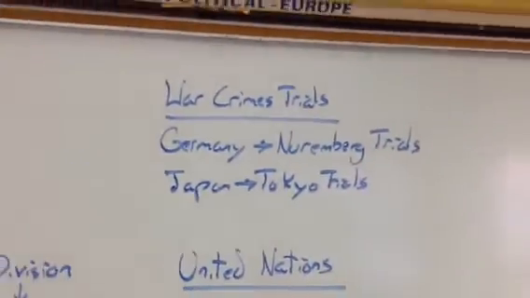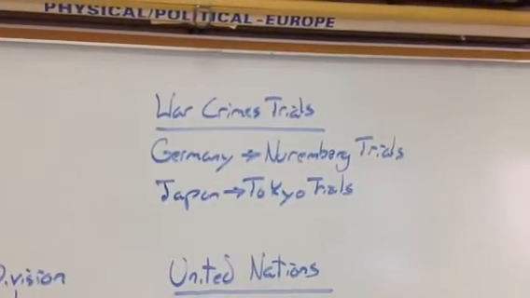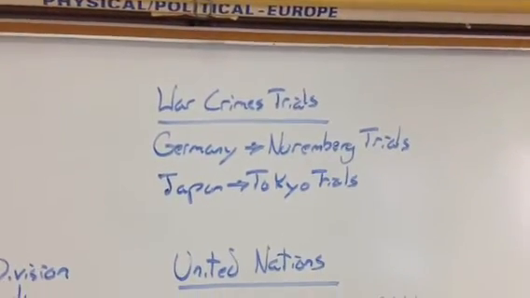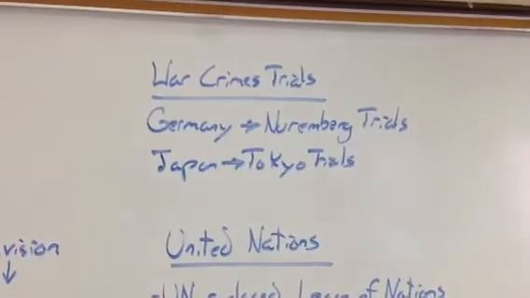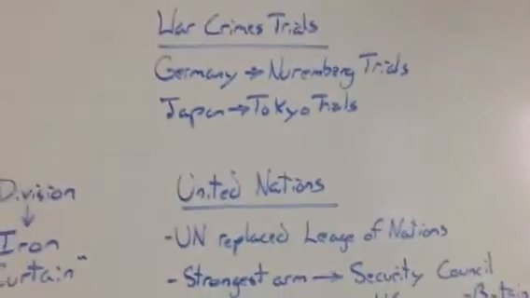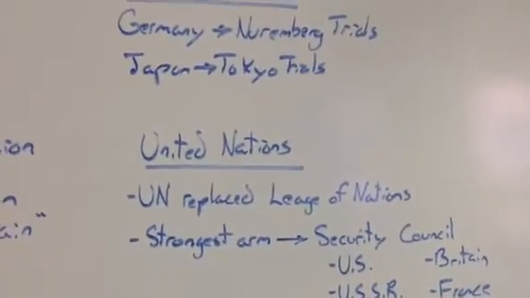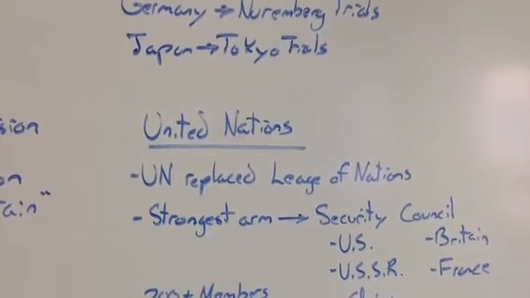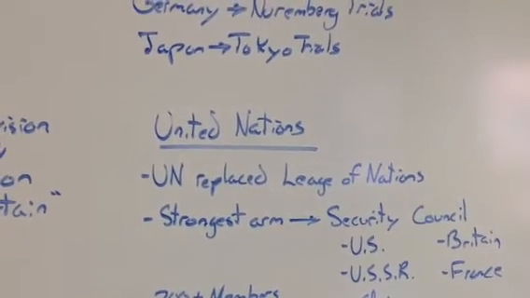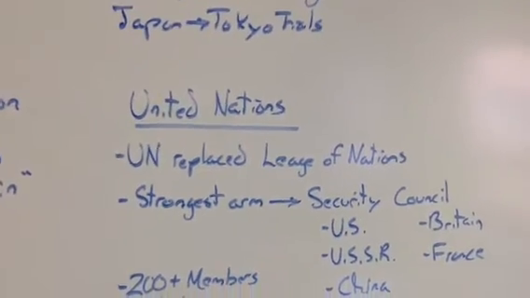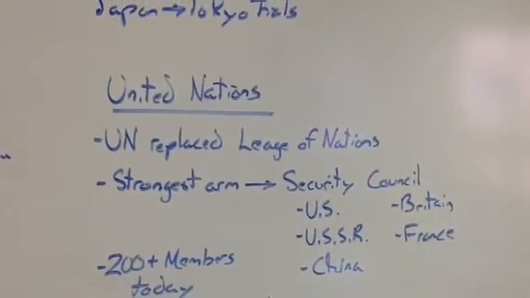There were also war crimes trials after the war. The German war crimes trials for the Nazis were called the Nuremberg trials. The Japanese war crimes trials were called the Tokyo trials. We also see a new international organization after the war. The League of Nations is gone. We have a new one called the United Nations, otherwise it's known as the UN. It is going to replace the League of Nations and be a little bit more durable and permanent.